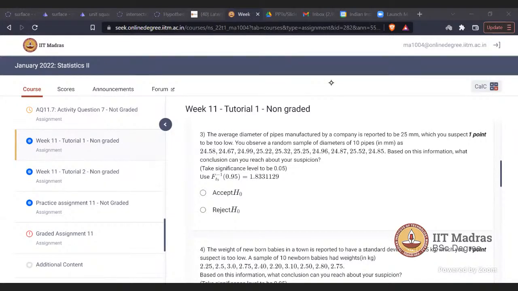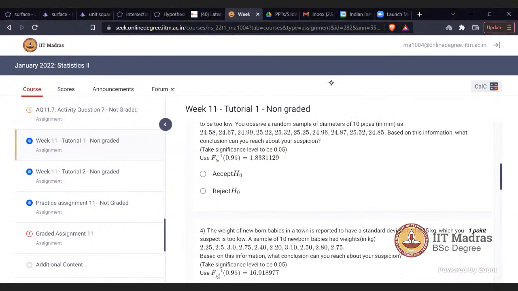Yeah. So here it says you suspect it to be too low, and the same applies for the next problem as well. Here we suspect that it is too low. It is reported to be 25 and you suspect that it is low. So what you want to check is that it is high, right? The alternate hypothesis will be greater than 25, because you have suspected it to be too low. So you want to check that it is greater than 25. Same in the next problem.